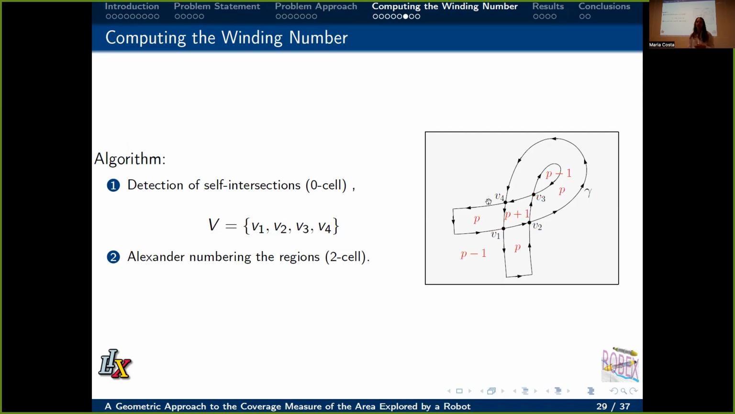So now we number all the winding numbers of all the regions considering a variable p. But we know that the exterior, the unbounded region, has a winding number of 0. So p, in this case, needs to be 1. And then we can have the winding number values that we wanted.